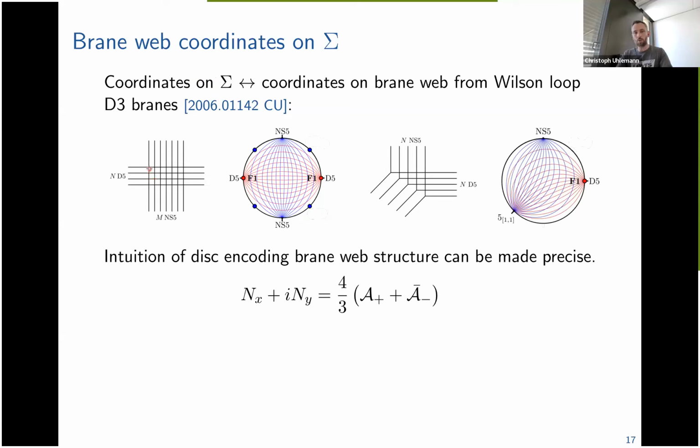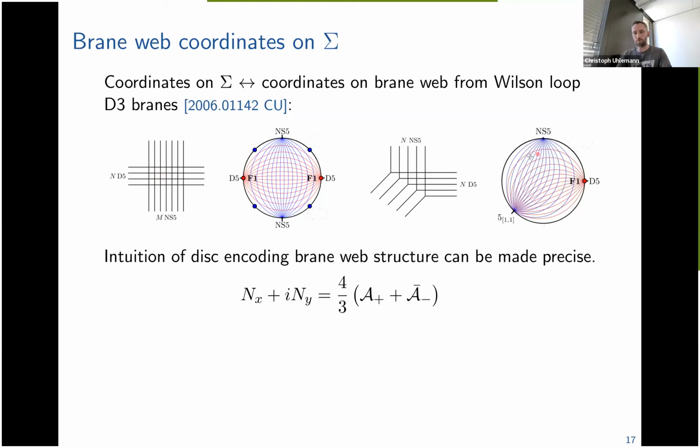So on the brane web, we can define a discrete set of coordinates in the horizontal and vertical directions, which just label the closed faces in this brane web. We call them X and Y. And then there's a coordinate system on the Riemann surface, which can be translated to these discrete coordinates on the brane web. If I take a point on the disk, the values of the holomorphic functions A plus and A minus bar specify the coordinates of the face which this point corresponds to in the brane construction.